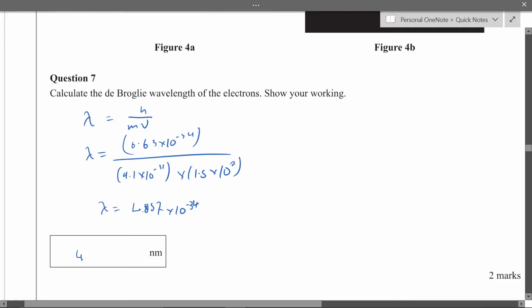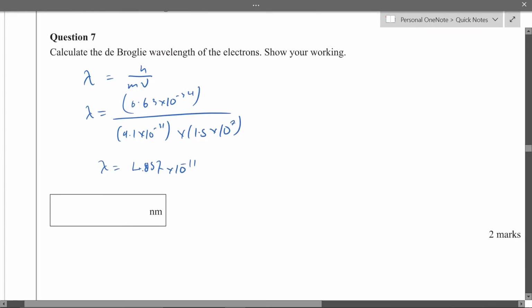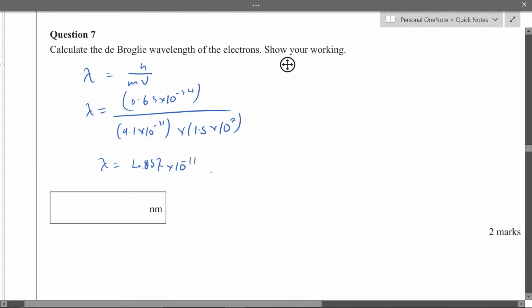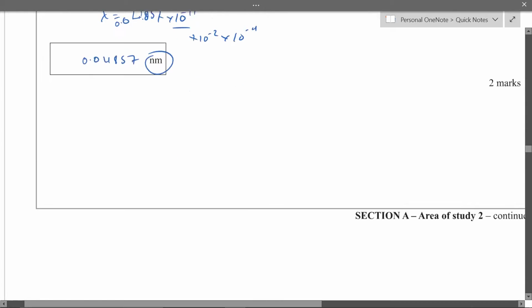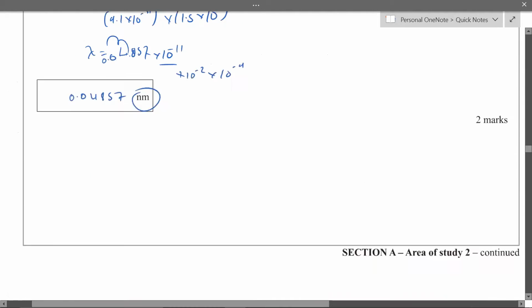So we round it. Oh, sorry, it's 10 to the negative 11, but that is in meters, so we make this times 10 to the negative 2 times 10 to the negative 9. So if we take it as 10 to the negative 2, you get 0.0485, because it's in nanometers. Maybe I should round it. I'll just round it.